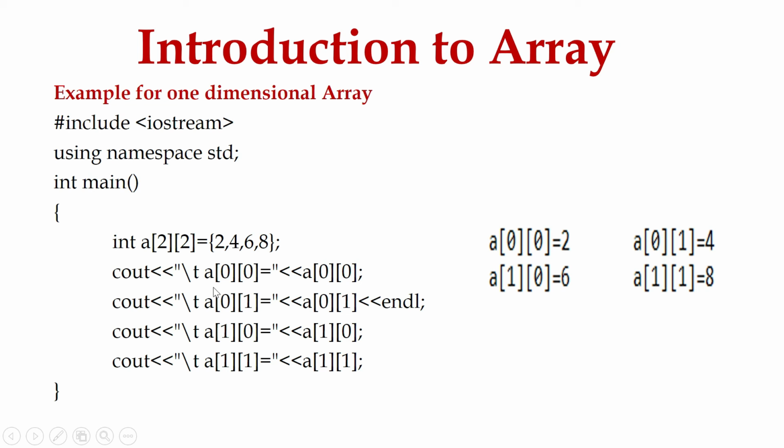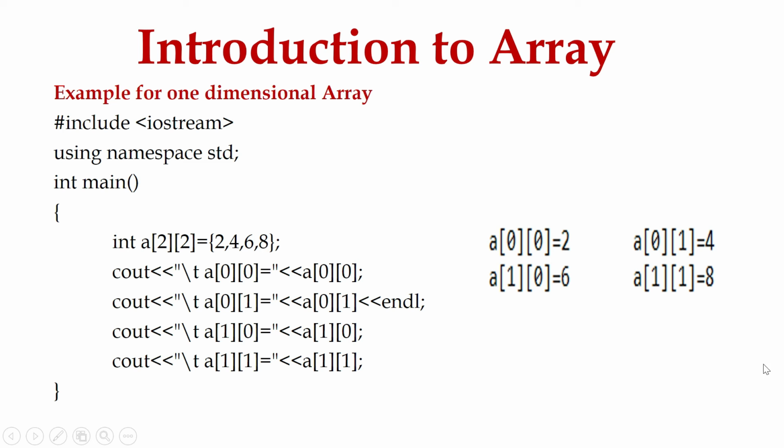I'm going to display the value in a of 0, comma 0 and a of 0, comma 1. I'm going to display the value in a of 1, comma 0 and a of 1, comma 1 similarly. So this is the output. You can see a of 0, comma 0, the value 2 will be stored, and a of 0, comma 1, the value 4 will be stored. A of 1, comma 0, the value 6 will be stored. A of 1, comma 1, the value 8 will be stored.